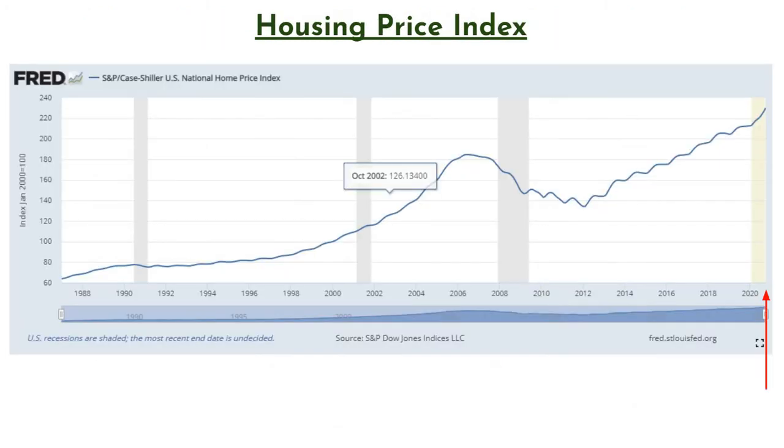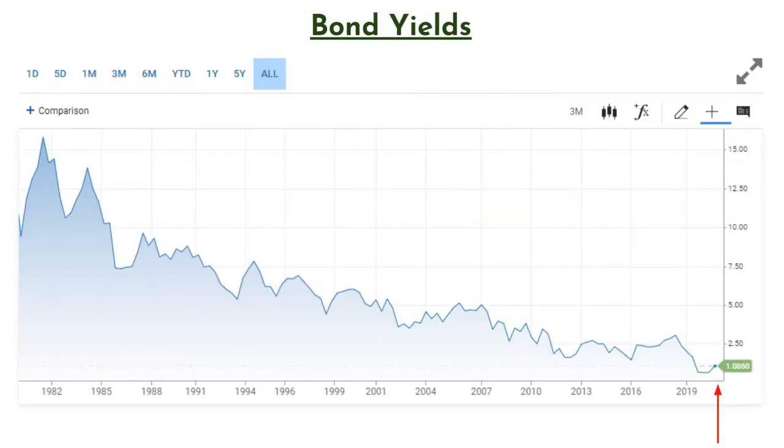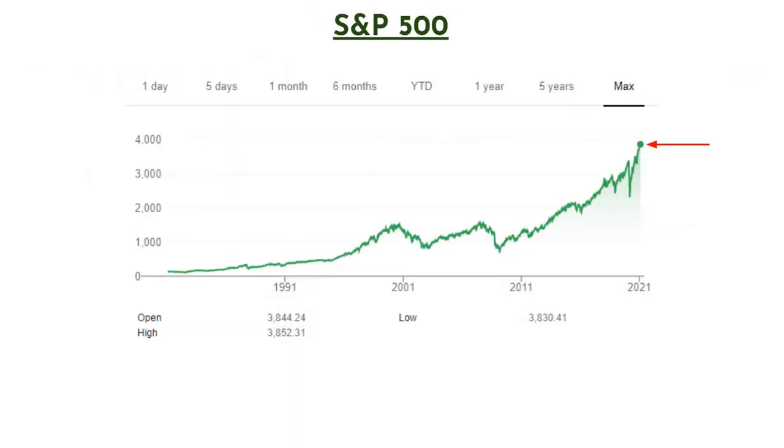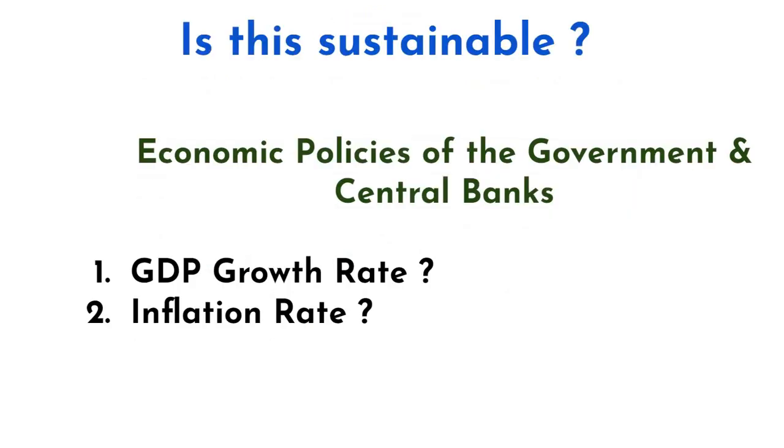The housing price index is at its historic high. Similarly, the bond yields are the lowest in the history, and so the bond prices are at the highest. And the effect of low interest rate is also observed in the overall rise of the stock market. But a more important question as an investor would be to understand if this is sustainable and when will this bubble burst.